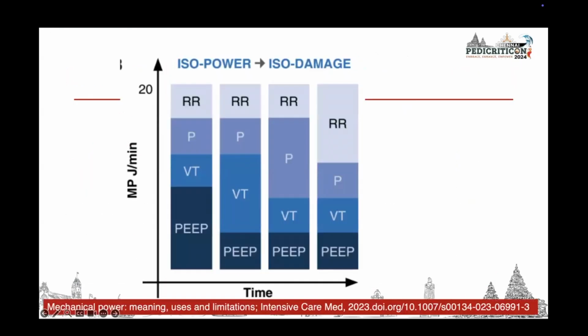Now coming to the last point, the important point which Shekhar sir was saying, that the total number of mechanical power, that of 12 joules or 13 joules per minute, is not important, because what the individual parts of the mechanical power equation are doing is important. To explain this, we can have different combinations by which mechanical power can be increased. It can be increased by increasing the PEEP, increasing the tidal volume, increasing the driving pressure, or increasing the respiratory rate.